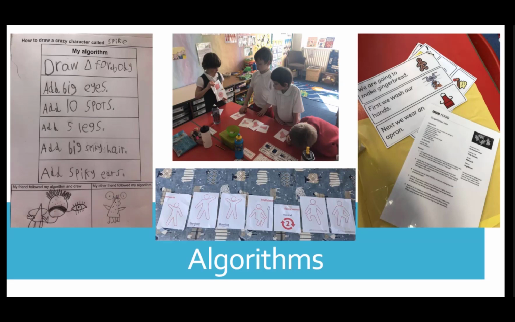They also like using things like debugging. So that is where you've maybe got a little problem in your algorithm and you have to go back and see if you can fix it. They also like the term tinkering, which is where you're just experimenting, you're just playing. So here they could be tinkering by putting the body parts in different orders, trying it out to see if they've got the right order for head, shoulders, knees and toes.